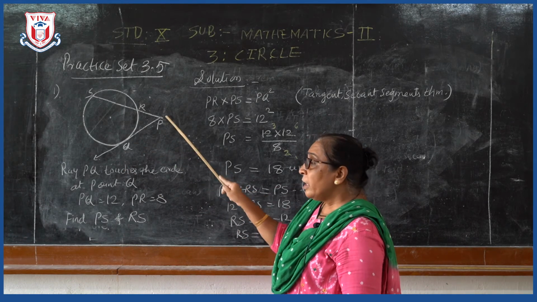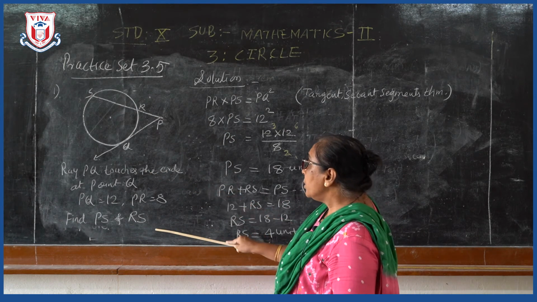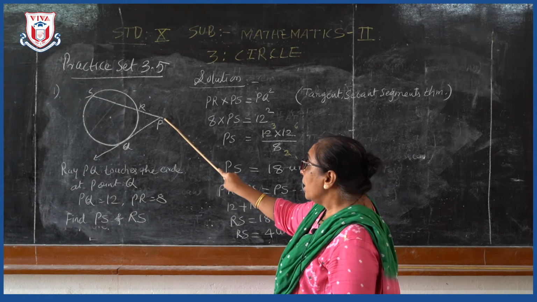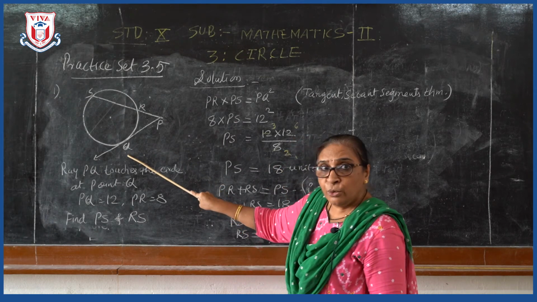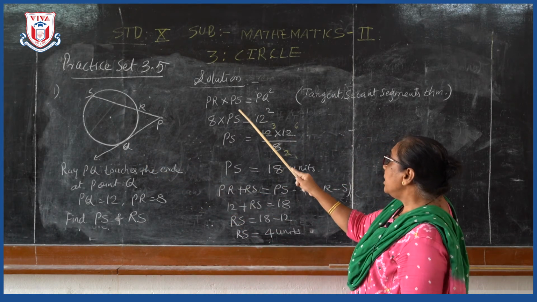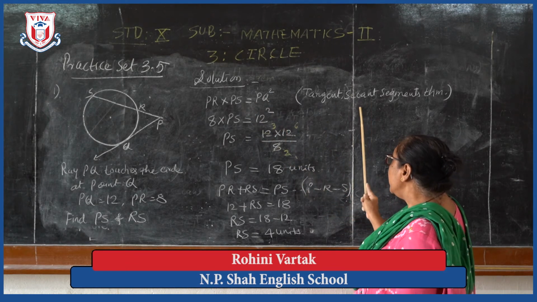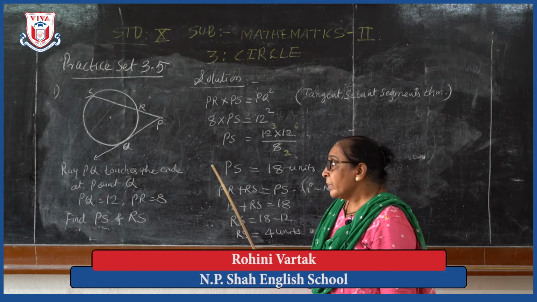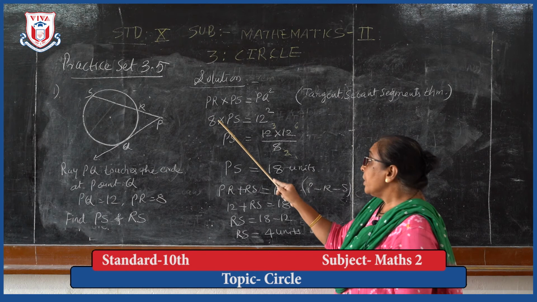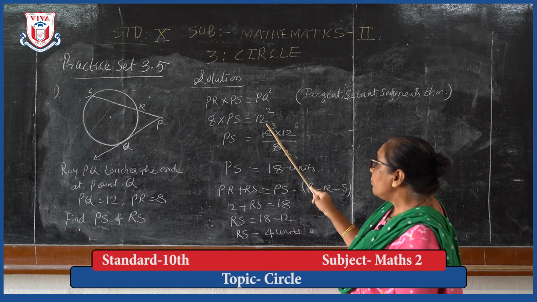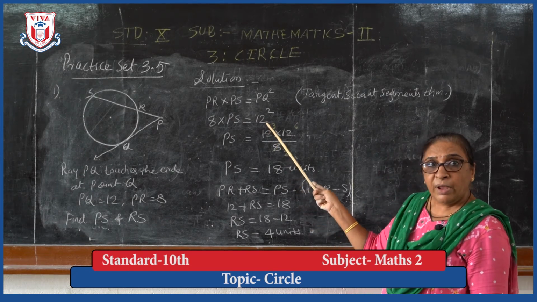So by the tangent secant segment theorem, we can get the relation PR multiplied by PS is equal to PQ square. So we can write this relation: PR into PS is equal to PQ square, tangent secant segments theorem. Now the values which are given: PQ is 12 and PR is 8. So 8 into PS is equal to 12 square, substituting the given values.